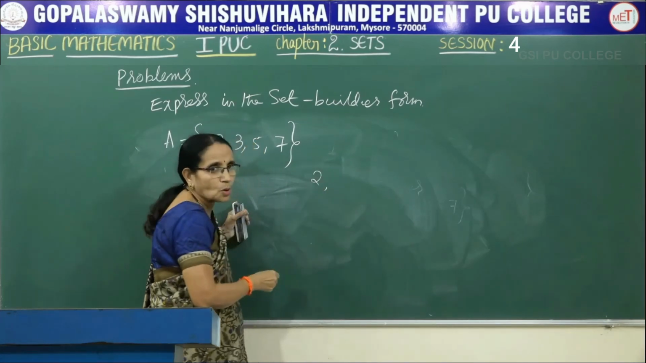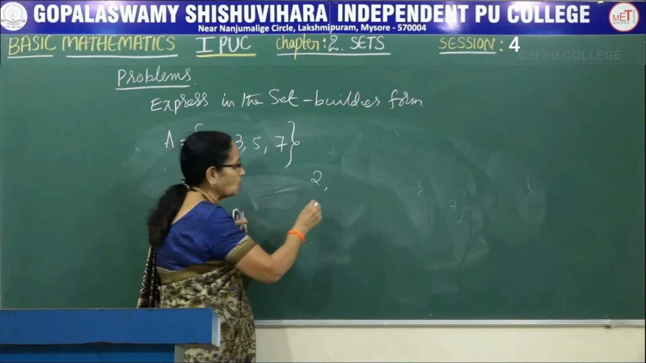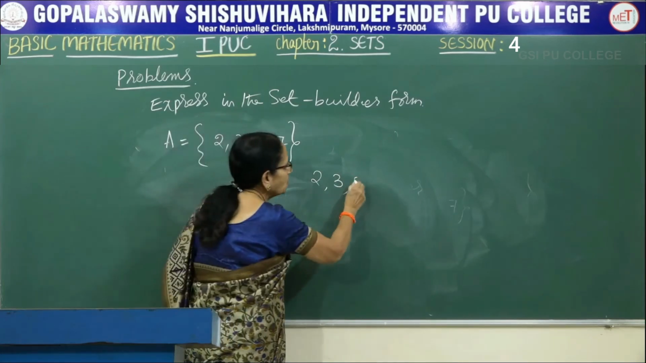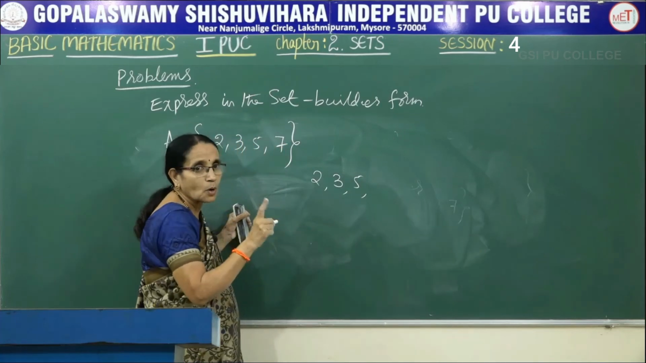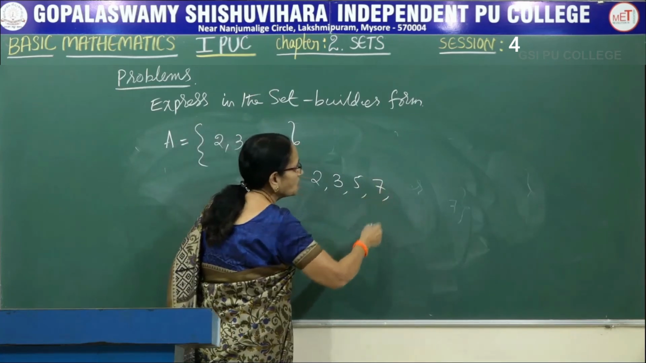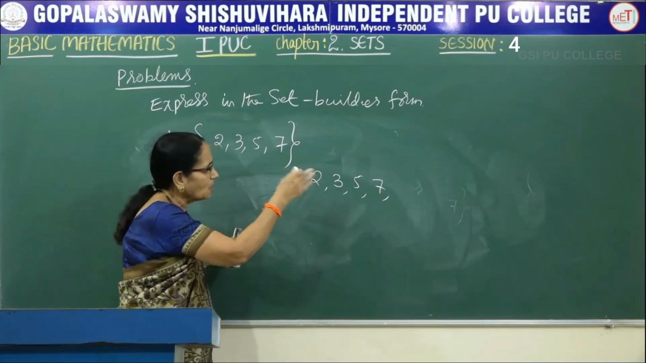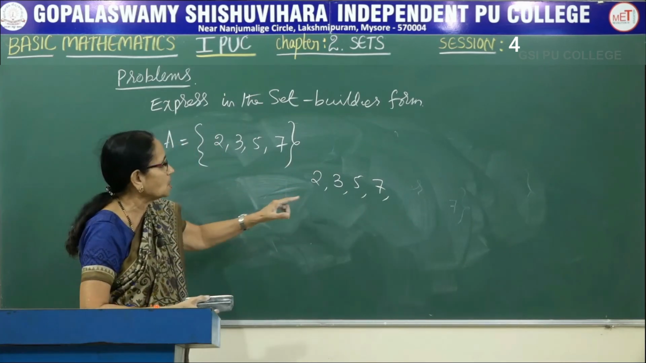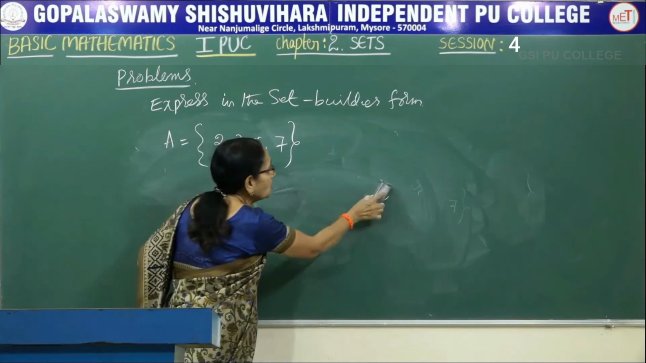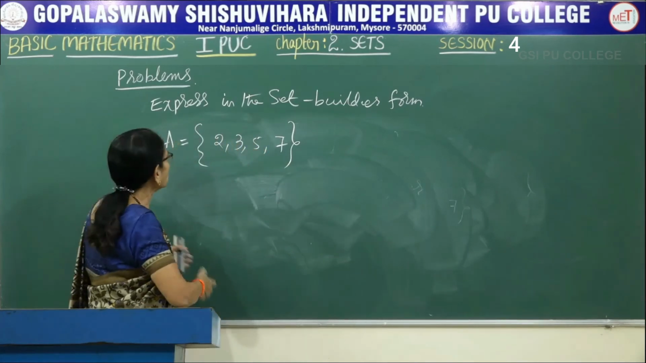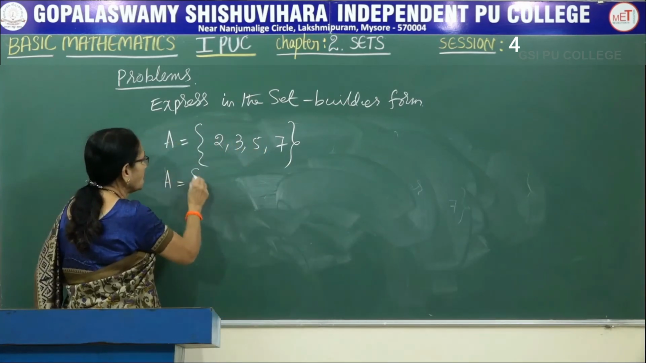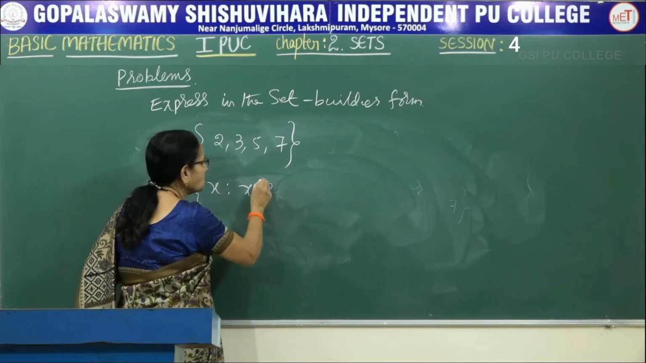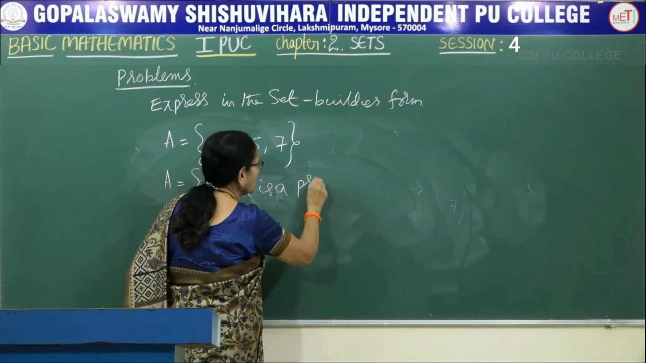The first number is 2. It can be divided by 1 and 2. The second number is 3. It can be divided by only 1 and 3. 5 can be divided by only 1 and 5. 7 can be divided by only 1 and 7. Of course, we have got infinitely many prime numbers, but we are interested only in these. That means all of them are prime numbers. So how do you write this one? A contains all x such that x is a prime number.